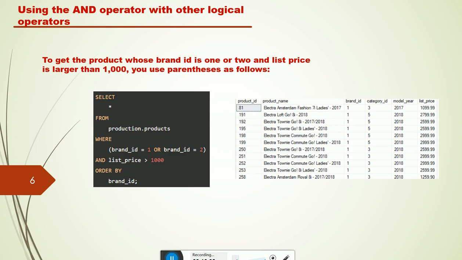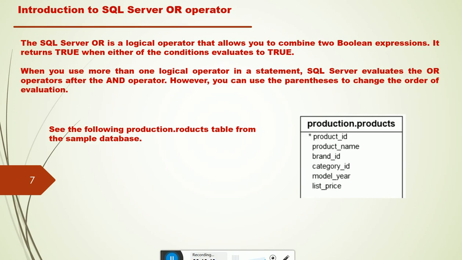Now we will move to the next slide. Introduction to SQL Server OR operator. The SQL Server OR is a logical operator that allows you to combine two Boolean expressions. It returns true when either of the conditions evaluates to true. That means if we specify two criteria using the OR operator, if either one condition is true, your result will be true.